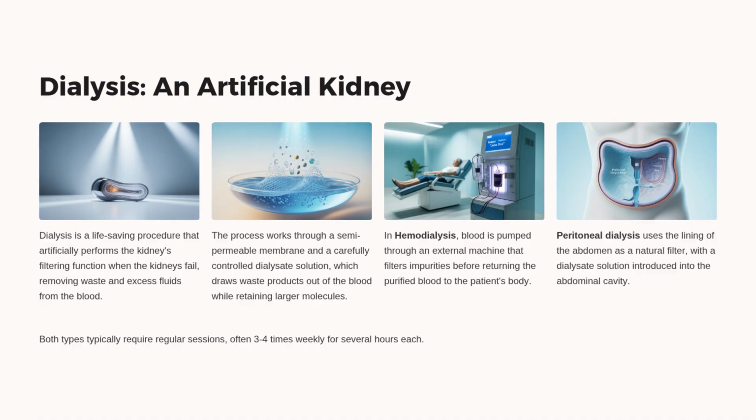In hemodialysis, blood is pumped through an external machine that filters impurities before returning the purified blood to the patient's body. Peritoneal dialysis uses the lining of the abdomen as a natural filter, with a dialysate solution introduced into the abdominal cavity. Both types typically require regular sessions, often 3 to 4 times weekly for several hours each.